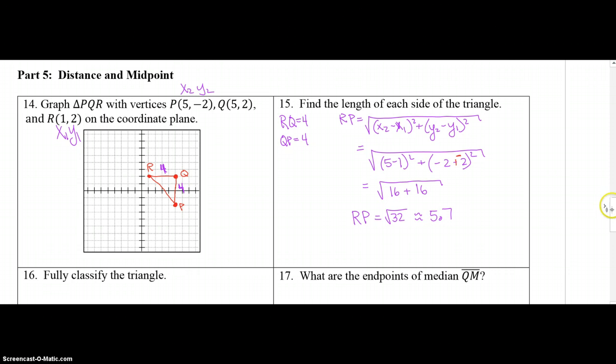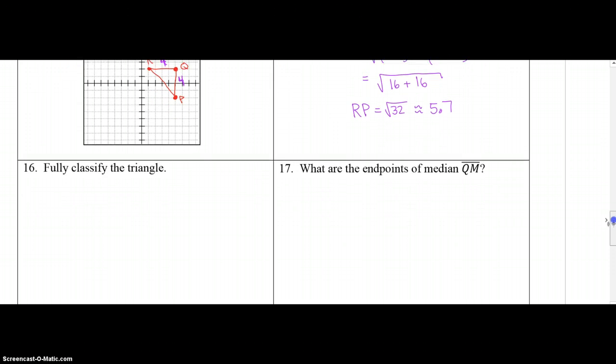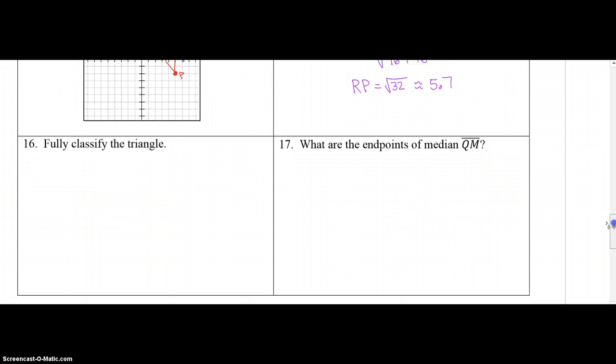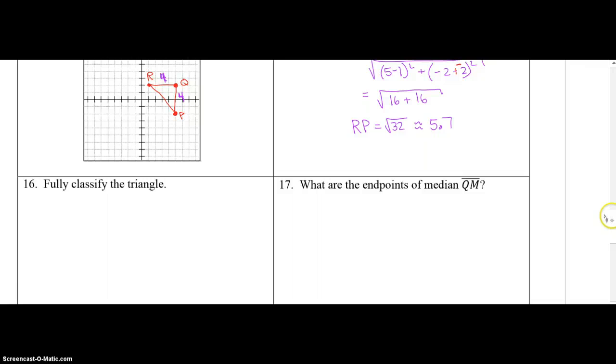Okay. So if you look at number 16, it says fully classify the triangle. Well, if you look, this is a right angle because we have an exactly horizontal and exactly vertical line meeting there. So they are perpendicular. That is a right angle, so this is a right triangle. And we have a 4, a 4, and a 5.7 for the side lengths. Because 2 sides are the same, we are going to call this isosceles.